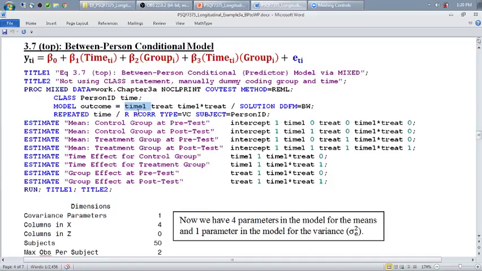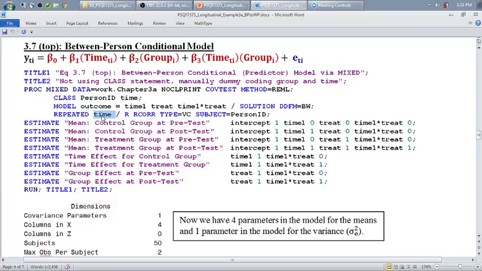So when SAS sees model outcome equals time 1, it's going to make me a slope for the difference between pretest and posttest. Likewise, it's going to make me a slope for this treatment variable in which 0 is control and 1 is treatment, and it's going to make another slope for the interaction of the two.